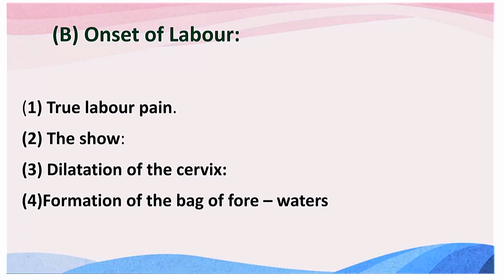The true labor pain we can identify. Along with the pain there will be cervical dilatation also. Usually the dilatation of the cervix occurs according to the uterine contraction. Once we get rhythmic, proper uterine contraction, the dilatation of the cervix will also be proper. The last one is formation of the bag of water. Usually the bag of water forms over the presenting part.